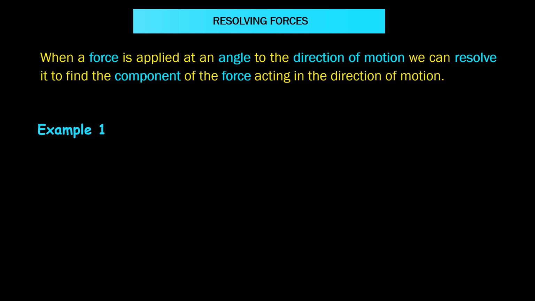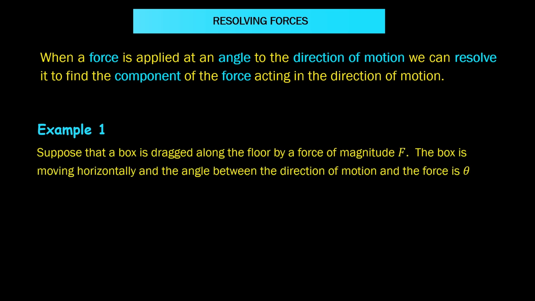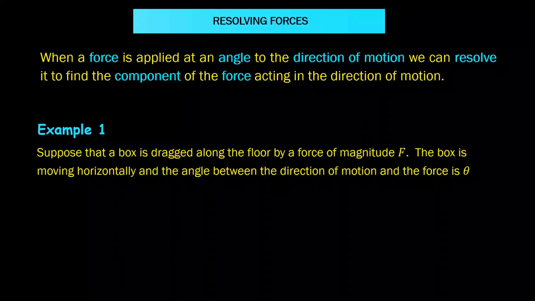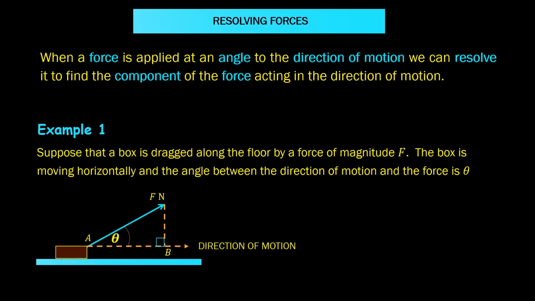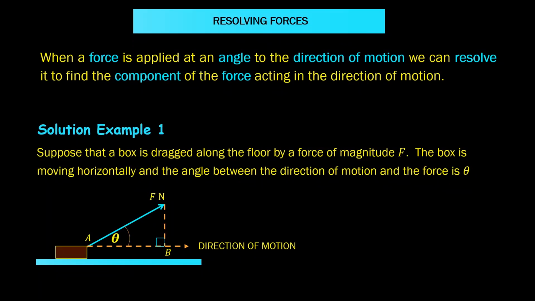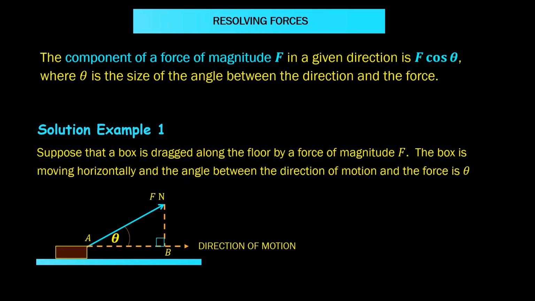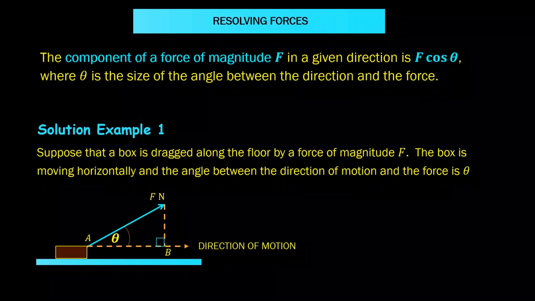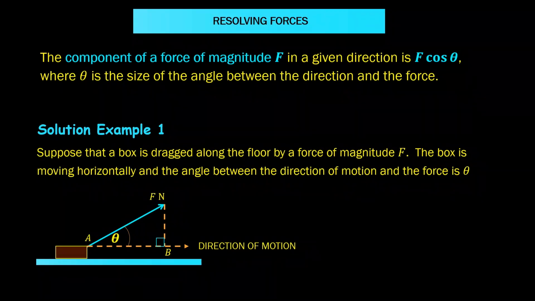Let's take a look at an example. Suppose that a box is dragged along the floor by a force of magnitude F. The box is moving horizontally, and the angle between the direction of motion and the force is theta, as shown in the diagram. The component of a force of magnitude F in a given direction is F cos theta, where theta is the size of the angle between the direction and the force.